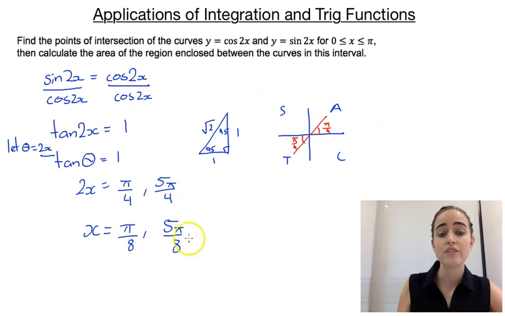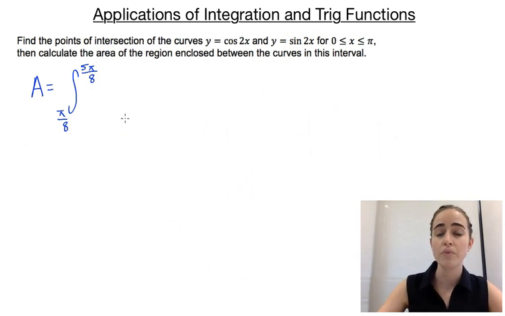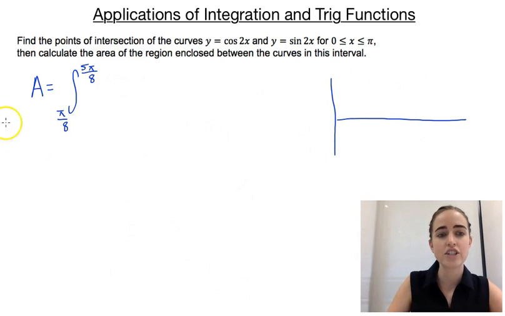So now we can use these two x coordinates as our upper and lower bounds in our integral. So to calculate our area now, we've got the integral between pi on 8 and 5 pi on 8, and then we need to figure out what our function is. So to do that, we're actually going to sketch these two and see which function is on top and which one's below so that we know which way to subtract them.